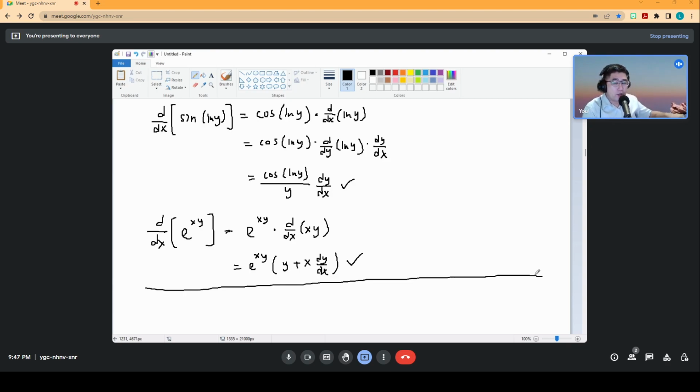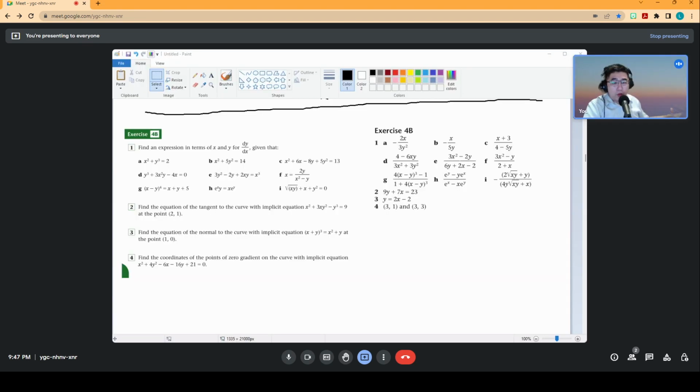So how complicated it is will be dealt with in the exercises. So we can look at the exercises. Okay. So these are some questions for implicit differentiation. With this, we complete the differentiation topic.